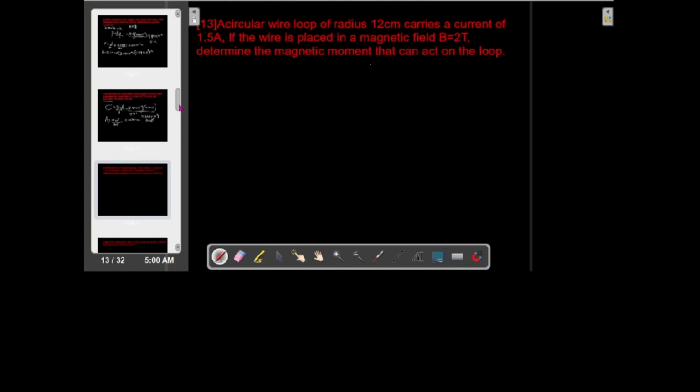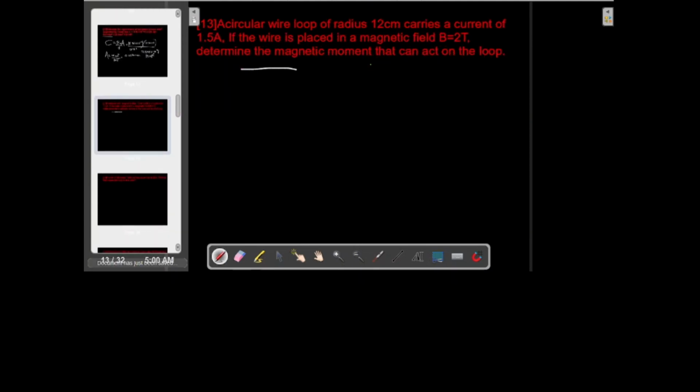All right. So the next question says a circular wire loop of radius 12 centimeter carries a current of 1.5 ampere. If the wire is placed in a magnetic field, B equals to 2 Tesla, calculate the magnetic moment that can occur on the loop. Now, the formula for magnetic moments, this is also from magnetism in physics 102, what we did in the last tutorial in school, is equal to current multiplied by the area. Of course, we have the current already, which is 1.5 ampere. The area is what we are going to try to get now.